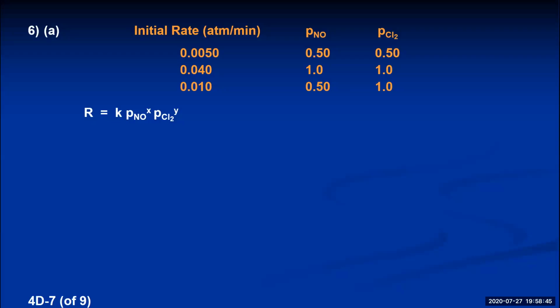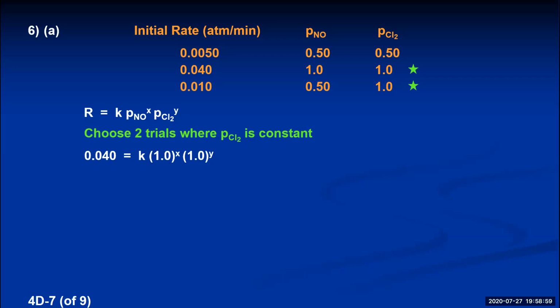some exponent Y. And to calculate those exponents, if we want to know X first, we've got to choose two trials where the partial pressure of chlorine remains the same. That would be trials 2 and 3. So I'm going to take all the data from trial 2, plug it into the rate law. Then I'm going to take all the data from trial 3, plug it into the rate law, and divide by that. On the left side of the equal sign, 0.040 divided by 0.010 comes out to be 4. The k's cancel out. The next factor turns out to be 2 to the x, and the last factor cancels out. So this simplifies to 4 equals 2 to the x. Therefore, x must be 2. And so this reaction must be second order with respect to nitrogen monoxide.